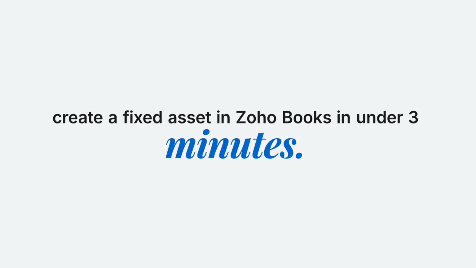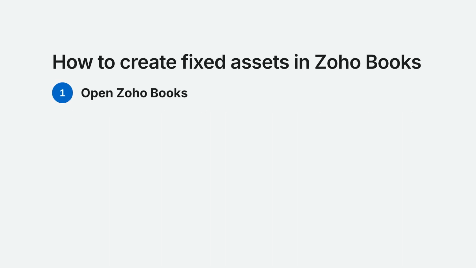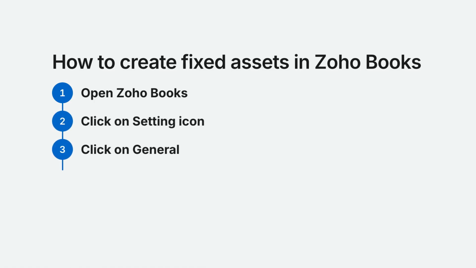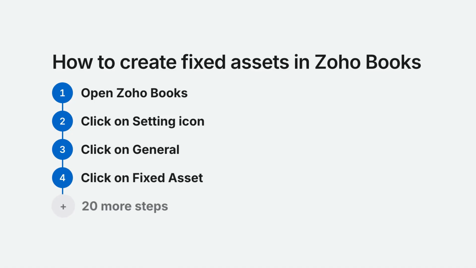Tired of losing track of your company's long-term purchases? Learn to create a fixed asset in Zoho Books in under 3 minutes. We'll start in Settings to enable the module, then jump to the Accountant section to fill out all the details. Follow along with these simple clicks.